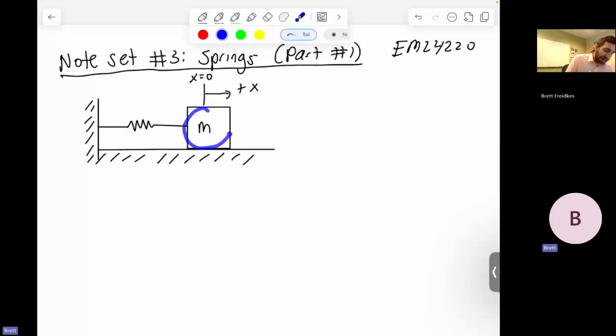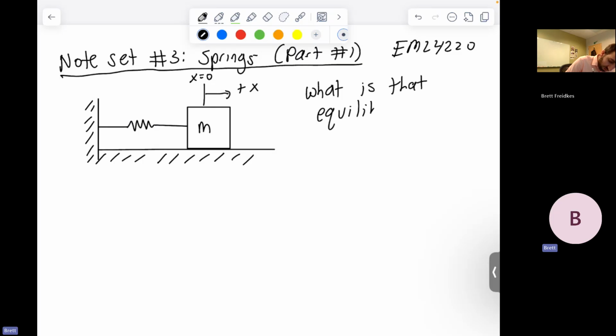And so far in class, what we've talked about is the idea of a mass that is attached to a spring. And if I were to pull on the mass and then let go, it would start to oscillate back and forth about some equilibrium point. And the question is, what is that equilibrium point?